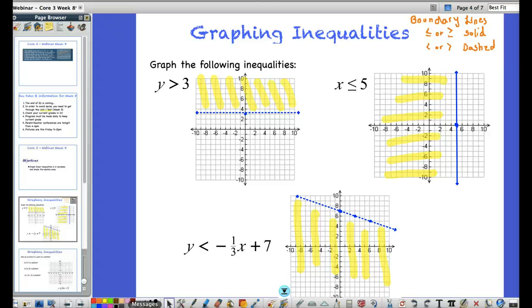Okay. All right. So anyway, you guys, good job. So what I always do, if you can put the equation in this format, then you can always figure out which area to shade.